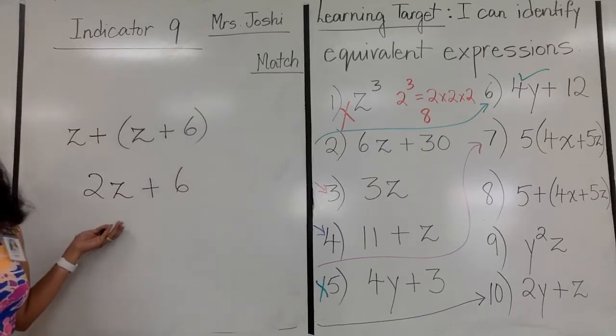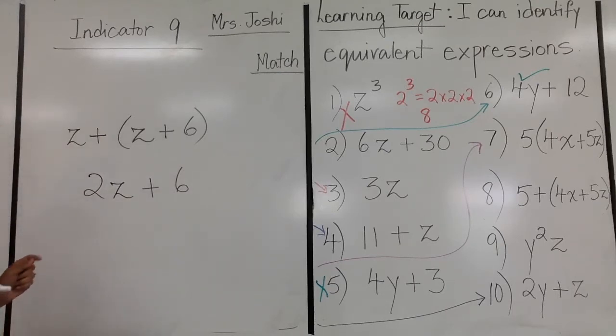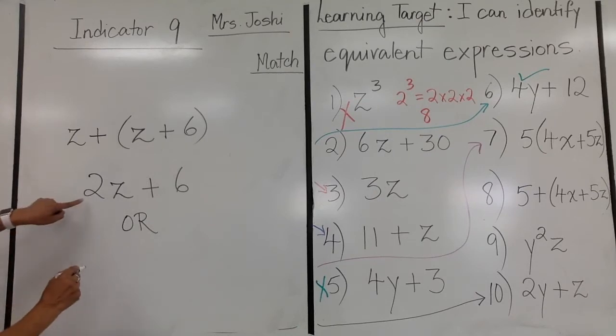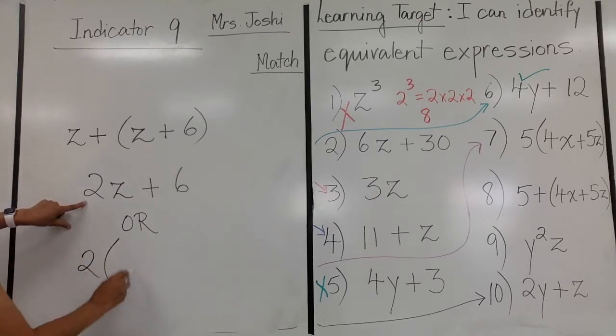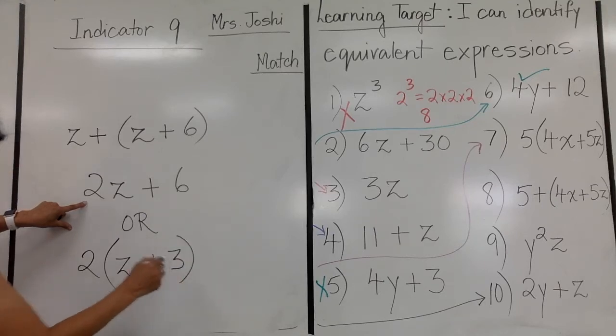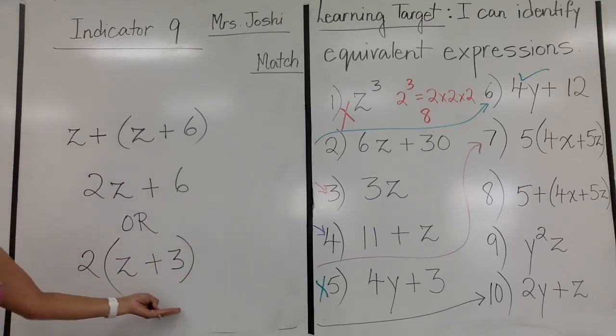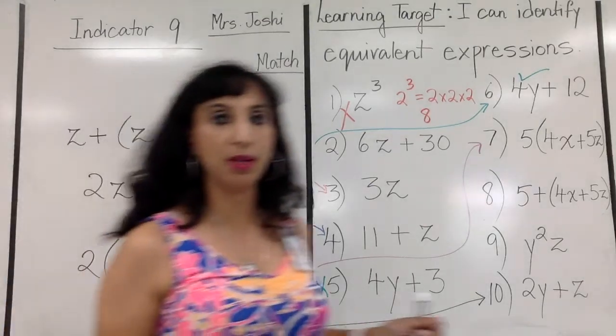So an answer choice could have been given like this, or they could have used distributive property and finding the greatest common factor. Your 2 would have come out and you would have got z plus 3 times 2 is 6. So this could have been given as an answer choice also, because 2 times z is 2z plus 2 times 3 is going to give me 6. All right, so any of these answer choices could have been given to me in order to solve this problem.